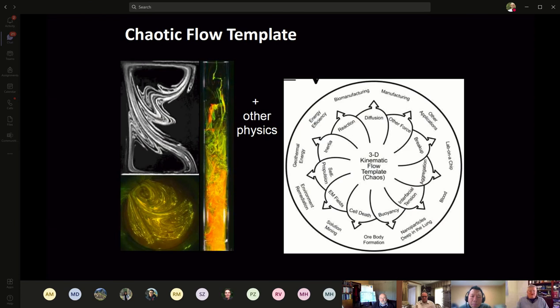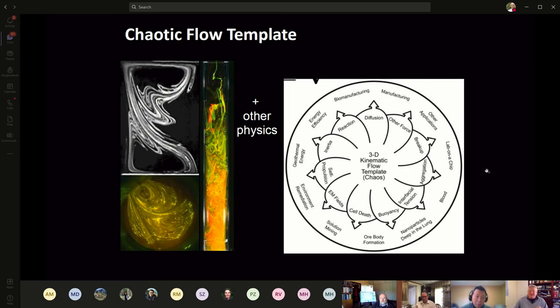What I'd like to go into a little more detail about are two examples where we add other physics. This is the way I look at this, and maybe I'm a man with a hammer because I'm looking at it this way, but I like to look at the chaotic flow template, as I call it. These are various experiments where we've generated chaos in different systems with the other physics. And I think that the kinematic flow template is at the heart of everything. Then there's other physics, buoyancy, interfacial tension, whatever, that combines with that. And that's how you get the analysis of whatever your application is, understanding that physics.